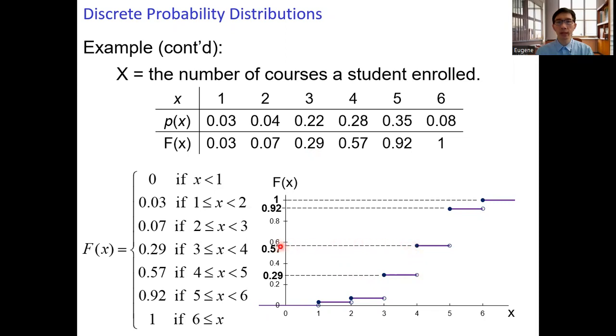This corresponds to the value of F of 4, 0.57 here. And then this value of CDF 0.57 remains constant until X reaches the value 5. The CDF will jump to 0.92, which corresponds to the value F of 5. And until X reaches 6 or above, the CDF is 1.